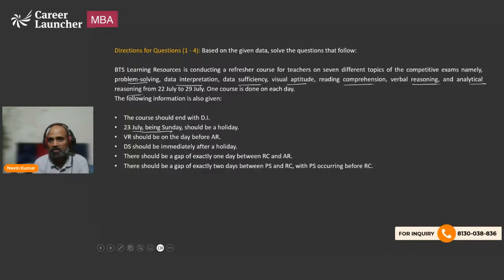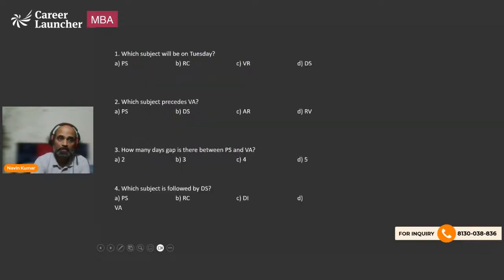And then we have got some sequence that we are supposed to fill. Let's look at the questions and then accordingly decide what we should do. So which subject will be on Tuesday, which subject is VA, and so on and so forth. And since each of the given options is definite, that would mean that we should be able to get a unique combination, right? So that we should be able to solve all of them.